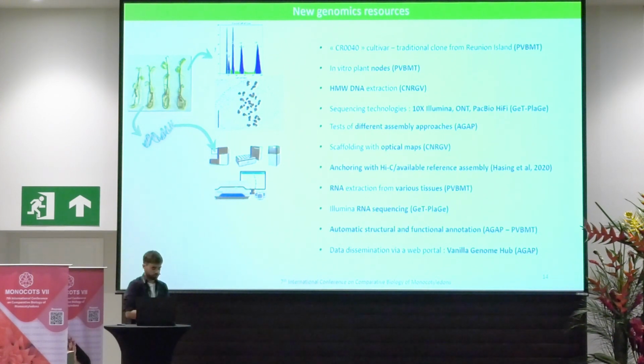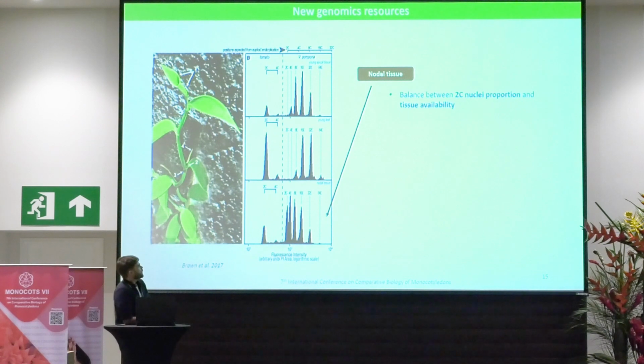comparative genomics analysis tools. So as I said, we chose nodal tissue since it showed a good balance between 2C or lowly endoreplicated nuclei and their availability in plants. Because in fact there are other tissues that are devoid of endoreplication, like the pollen, for example, but due to the flowering cycle of the plants, it was impossible for us to obtain sufficient quantities of pollen to extract the DNA and sequence the genome.